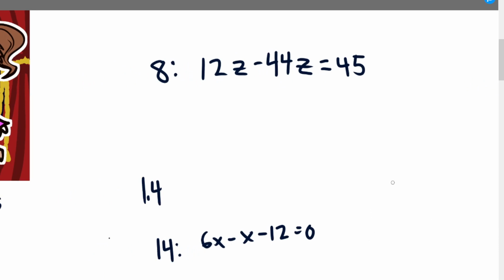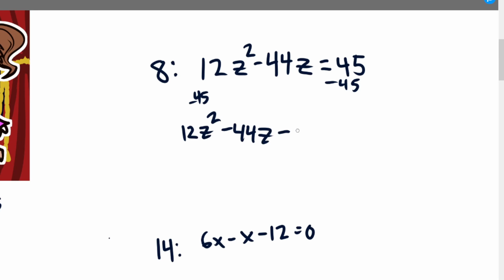So in 1.4, for problem 8, it wants us to solve for our equation. And I think this should be 12z squared. So one of the things that we want to do when we're solving is to move things over. So we want to set the equation equal to 0. And the way to do that is to minus 45 from both sides. So now we've got 12z squared minus 44z minus 45 equals 0.